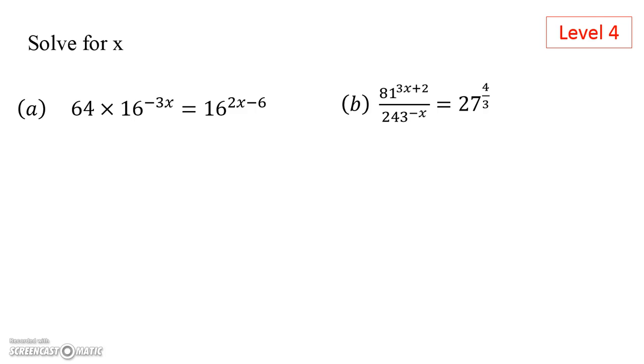Okay, level 4. Just 2 questions again. And in both of these, the secret is make the bases the same. You try it, pause the video, check your answers in a minute. Okay, here we go.